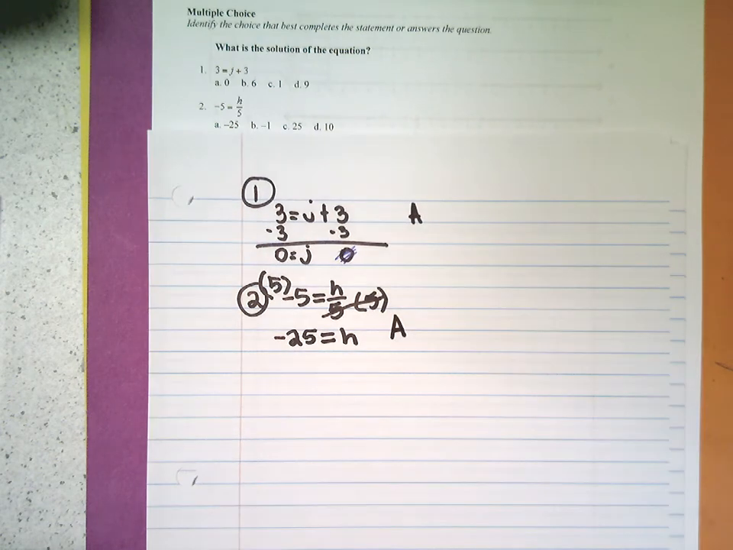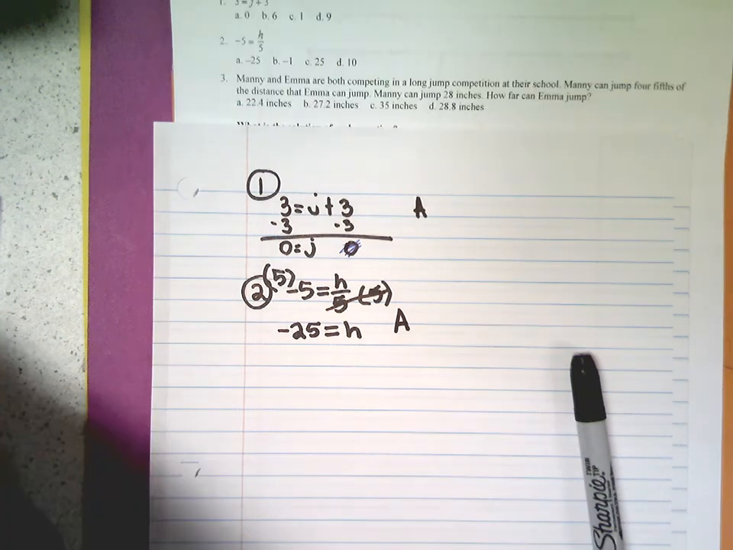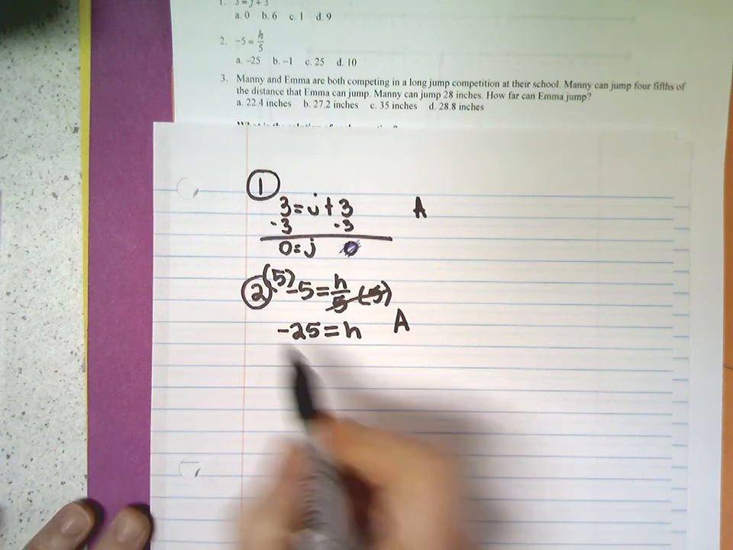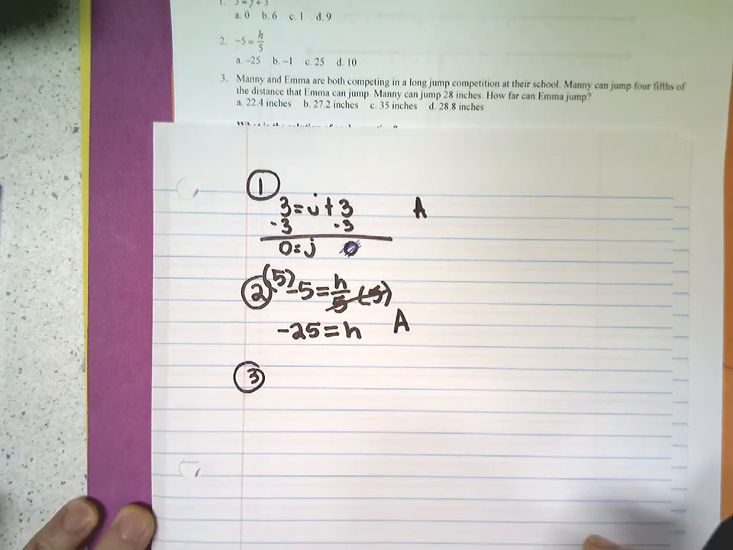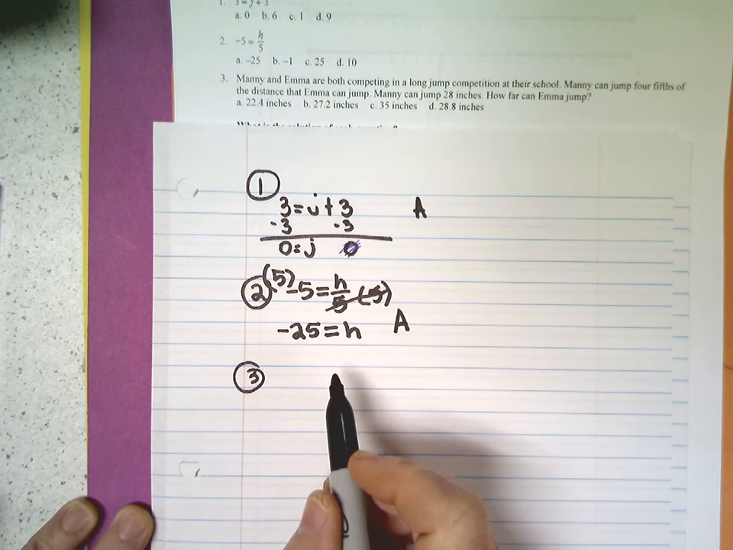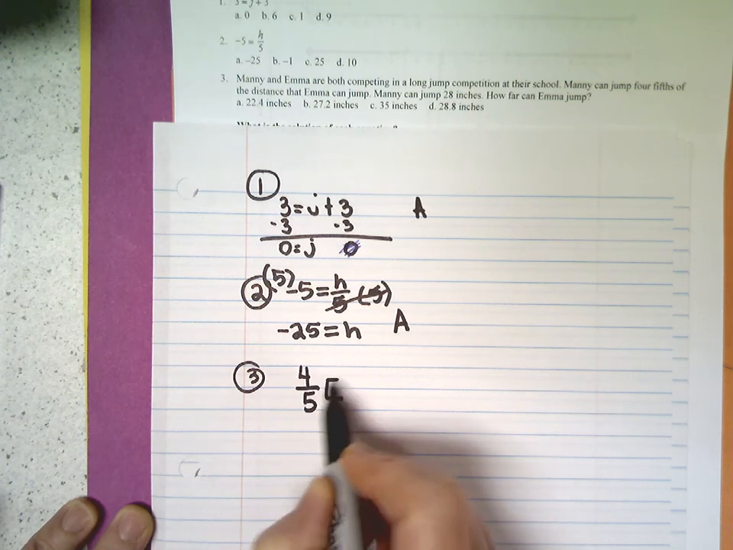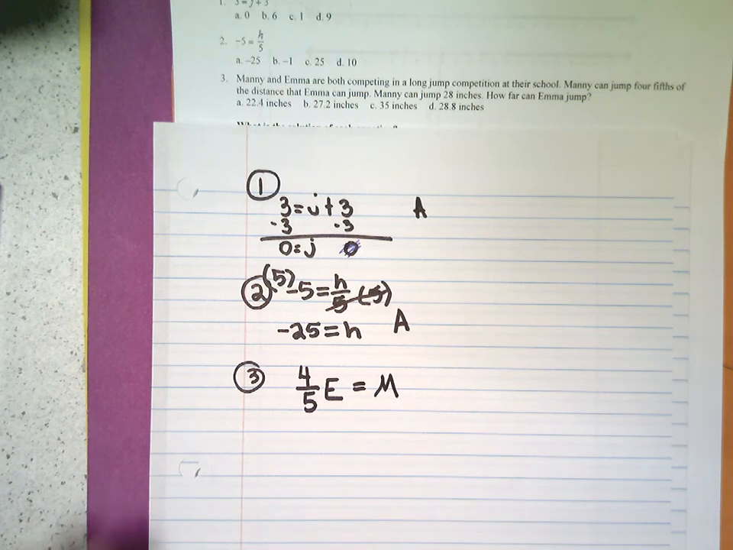Figure it out now. I'm gonna pause it and then unpause it. Question 3 says Manny and Emma are both competing in a long jump competition at their school. Manny can jump 4/5 of the distance that Emma can jump. 4/5 of Emma is equal to Manny.